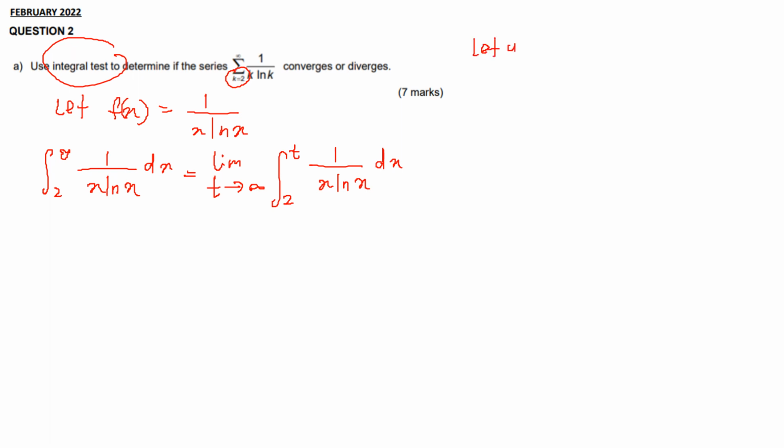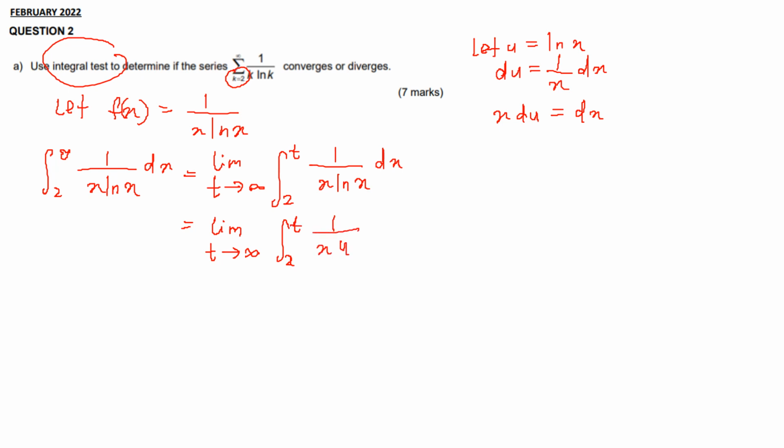By using this function, in order to integrate it, you have to let u equals ln x. So differentiate du with respect to dx, you will get 1 over x dx. So for dx, you will get x du equals dx. Then you have to copy back limit t approaching infinity, integrate from 2 until t, 1 over x u, and then dx is x du. So for this one, you can cancel out x. So limit t approaching infinity.